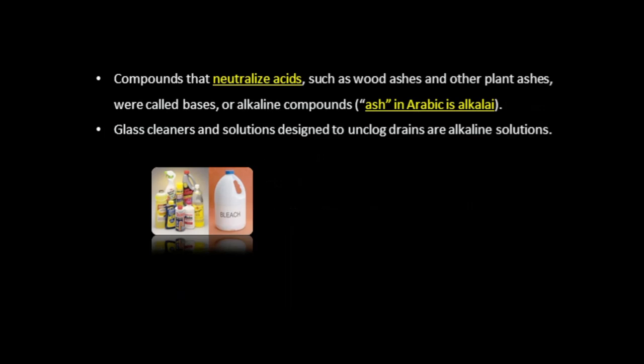And what are bases? According to the earlier chemists, bases are substances that neutralize acids. Examples of bases are wood ashes. After burning wood or plants, we get ashes, and these are alkaline in nature. They are called bases. The word alkali comes from an Arabic word meaning ash. Now, what are the things we use as alkaline solutions?